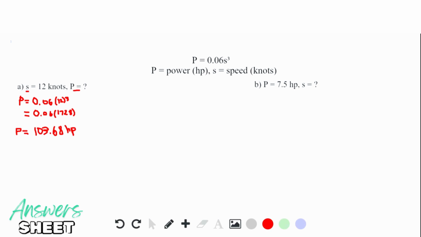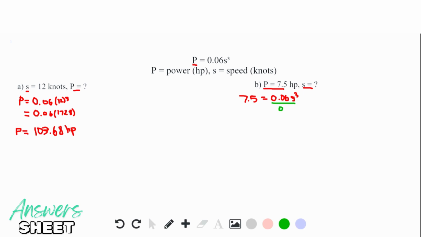So moving on to part B, we're going to do a very similar approach, but this time we're plugging in our 7.5 horsepower for P, and we're leaving S as our variable that we're solving for. So this time the equation becomes 7.5, since we're substituting for our P right there, equals 0.06 S cubed. So from right now, we're going to isolate our S variable.